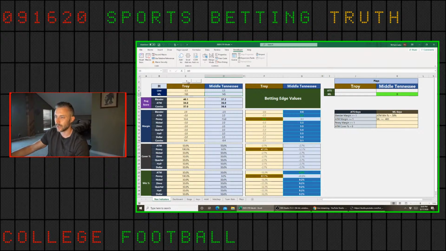Troy and Middle Tennessee. We got Middle Tennessee at home plus 3.5 on the money line. They did not look good against Army, and Troy hasn't played yet, though. We don't know what to think about them, but I don't like this one, but it is what it is, right?